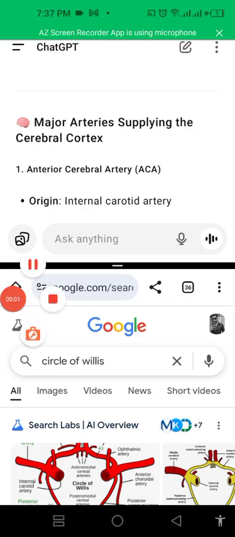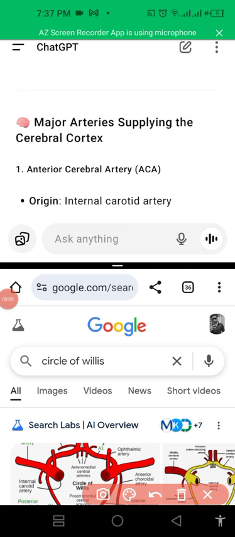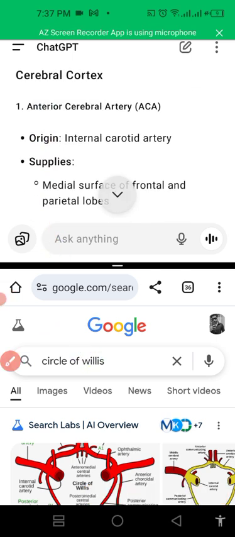Okay, so now we are going to look at blood supply to the brain and cerebral cortex via the circle of Willis. The cerebral cortex has blood supply from the circle of Willis. The arteries are the anterior cerebral artery, middle cerebral artery, and posterior cerebral artery.